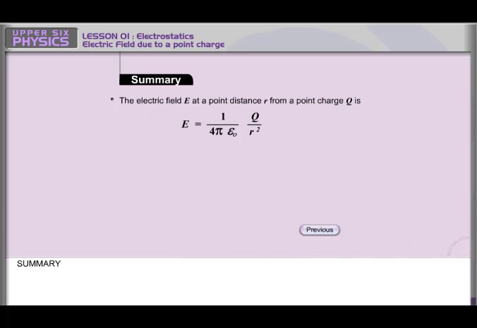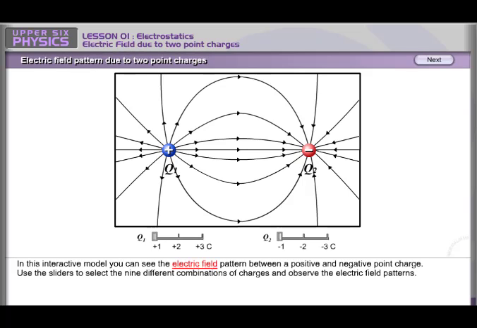The electric field E at a point distance r from a point charge Q is E equals Q over 4 pi epsilon naught r squared. In this interactive model, you can see the electric field pattern between a positive and negative point charge. Use the sliders to select the 9 different combinations of charges and observe the electric field patterns.